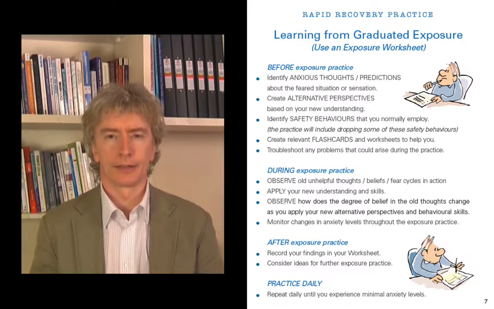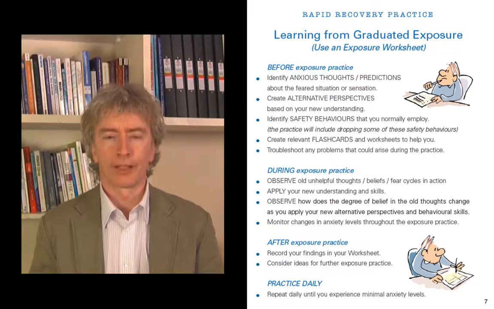Before exposure practice, first thing you want to do is identify your anxious thoughts and predictions about the feared situation or sensation that you're going to practice with. Okay, that makes sense. So you've got a feared situation or sensation, and you want to make sure you find out what your exact anxious thoughts and predictions are. Use the downward arrow technique in workbook number 2. Then you're going to create alternative perspectives based on your new understanding. You're going to restructure those anxious thoughts and predictions from what you've learnt in workbook number 1.